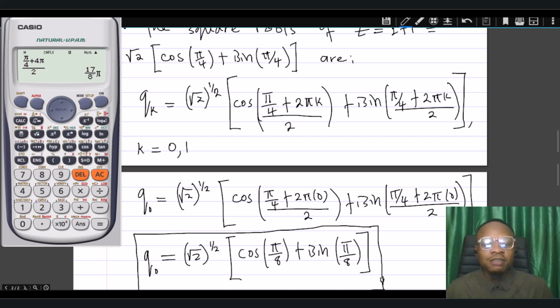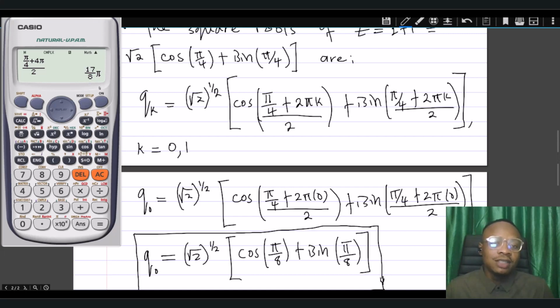So this will be 17 pi over 8. This is far, far bigger than pi. We know that when we take its cosine, it's going to give us some result, and we could just reduce it so that we have it in terms of the standard argument of a complex number.